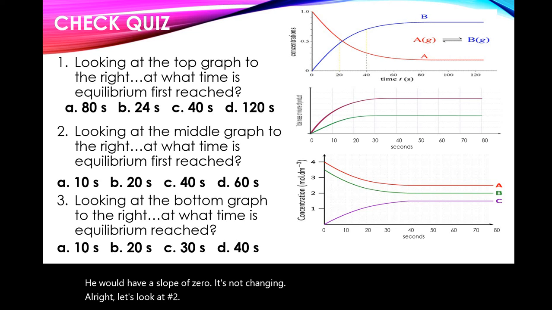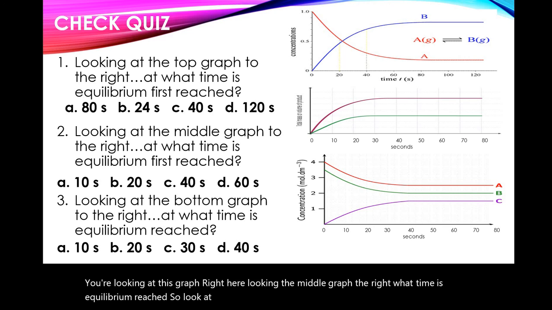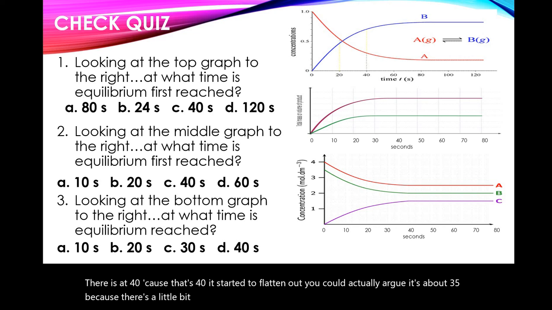So we're looking at this graph right here. Looking at the middle graph to the right, at what time is equilibrium reached? So look at the graph, decide which one you think is the answer. As I read it off, raise your hand. Is it at 10? Nobody. 20? 40. Okay, and 60. Okay, it is at 40, because at 40 it started to flatten out. We could actually argue it's about 35, because there's a little bit of slope here at 30 for the red, but by 35 they're both pretty flat. But that wasn't one of the choices, so good choice.